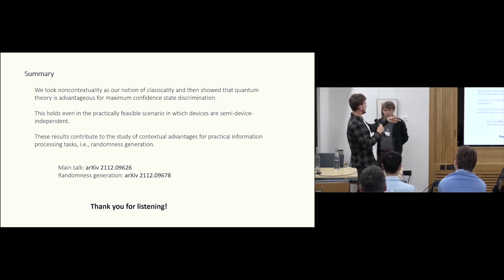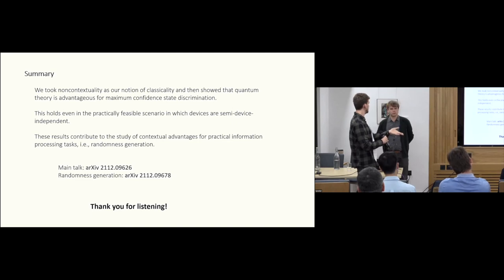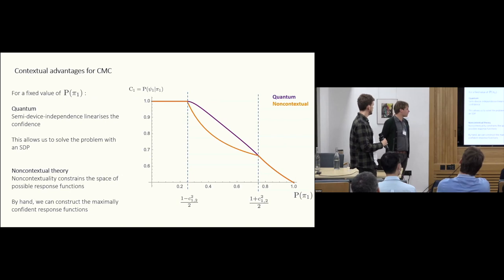So I saw that in the case of minimum error discrimination, the difference between non-contextual and quantum is linear versus quadratic. While in your case, it's a bit more complex, right? Yeah. There are regions where there is no advantage. And in the non-contextual scenarios, did you run some numerics to prove it, or is it... You're talking about this result, right? The non-contextual case here was calculated analytically.